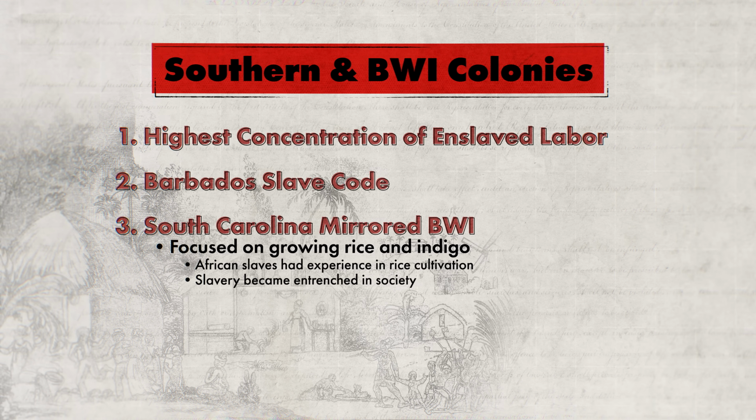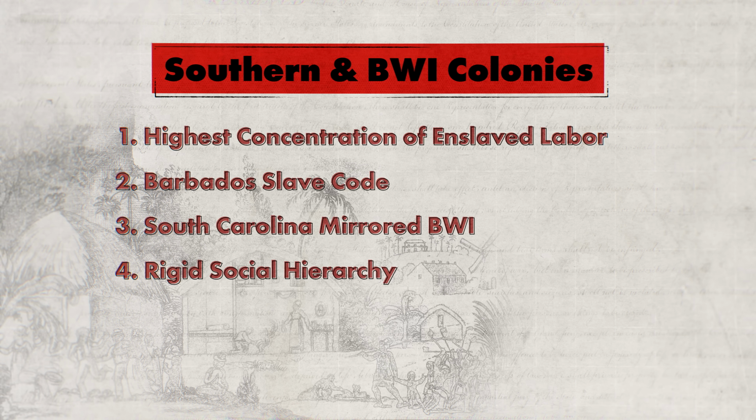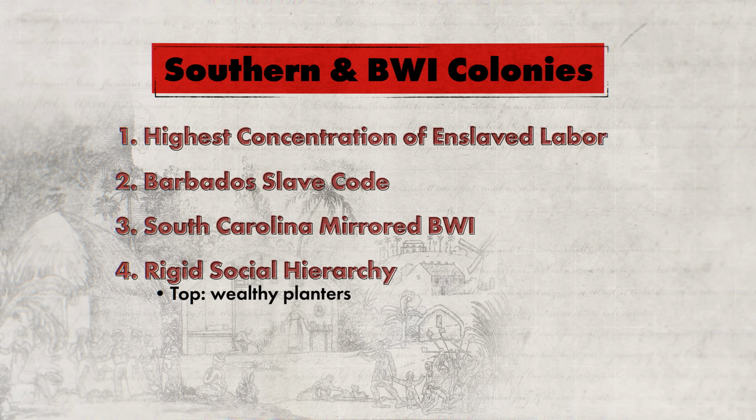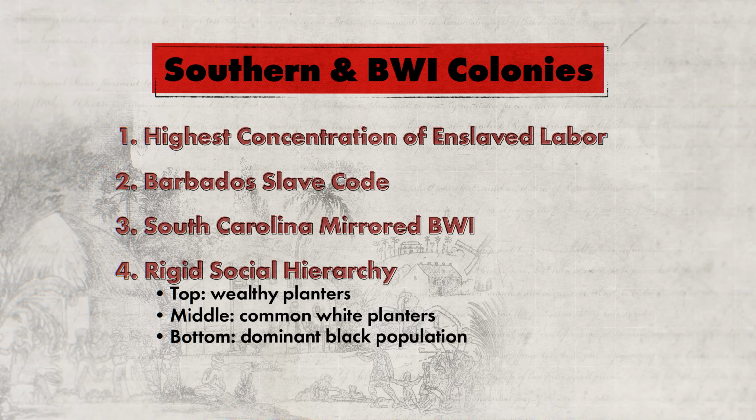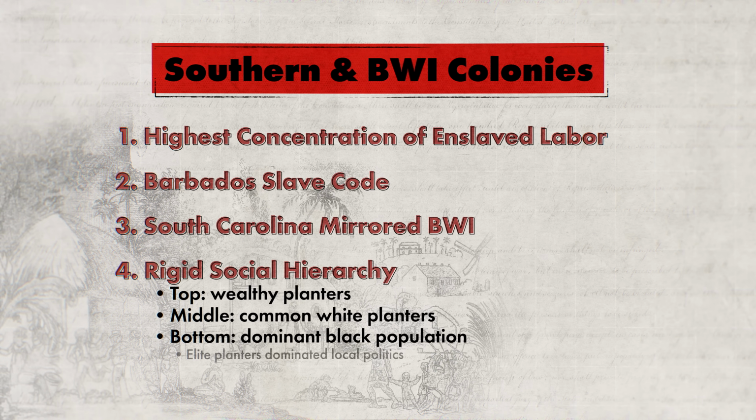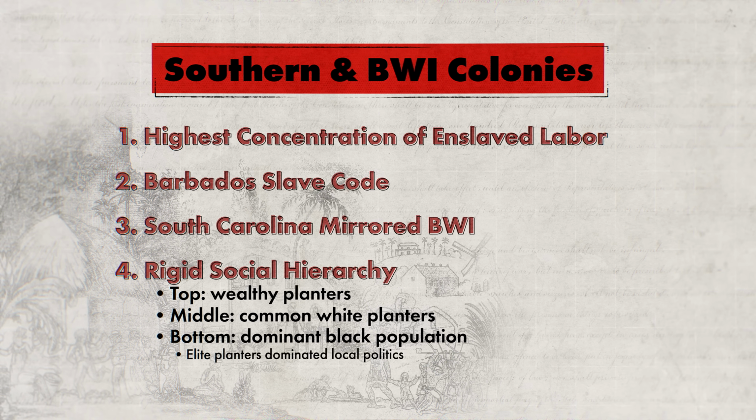And so these strict slave codes quickly created a rigid social hierarchy in which a few wealthy planters were on top, and then common white planters were in the middle, and the dominant black population was on bottom. And as such, these elite planters with their massive tracts of land dominated the affairs of local politics.